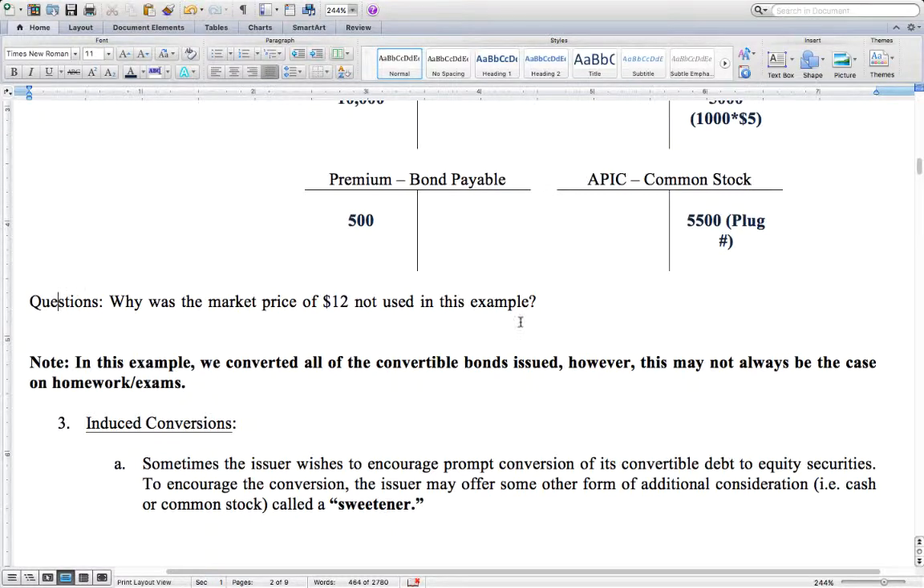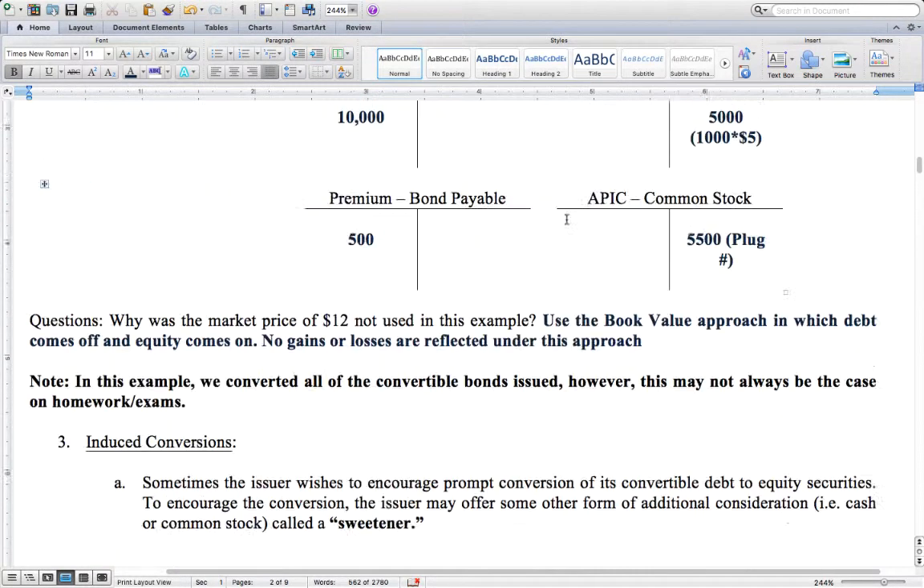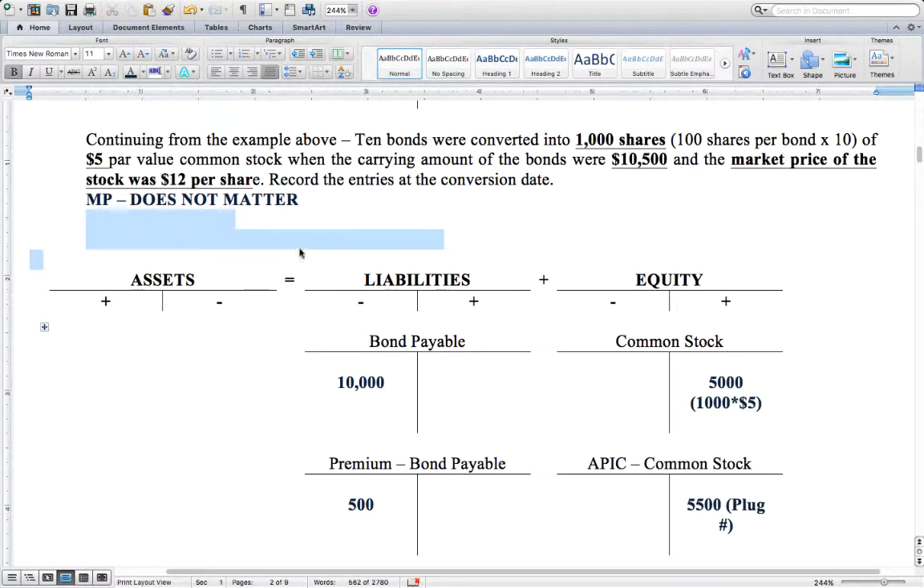And here is the question, kind of going through that, but to further highlight: using the book value approach, when the debt comes off and the equity comes on, there are no gains and losses reflected. Therefore, the market value at the date of the conversion is not going to play a role in this. This just kind of goes through what I said. The first step is you close the debt, and the second step is you book the equity and you plug the additional paid-in capital as applicable.